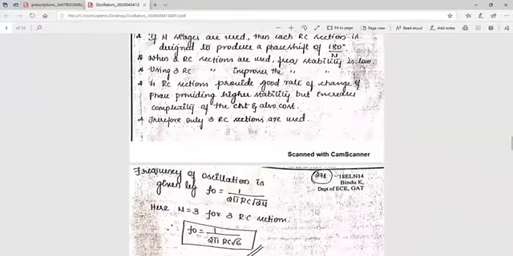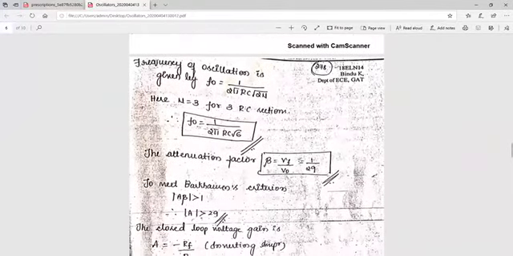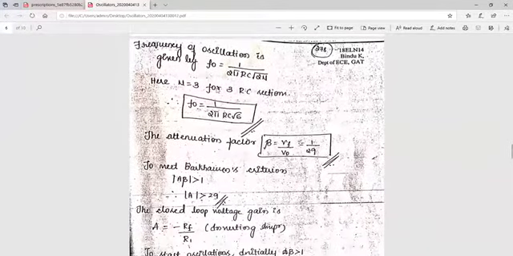Now if we go further, the frequency of oscillation of this particular oscillator is given by f naught equal to 1 by 2 pi RC root 2n. Here n stands for the number of RC sections. For this particular circuit, we know that the n value is 3 because we are using 3 RC sections. So f naught is equal to 1 by 2 pi RC root 6.